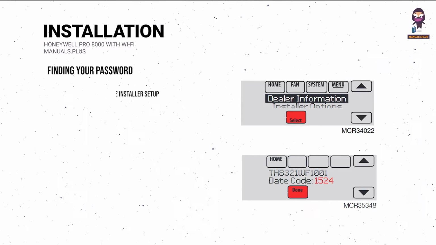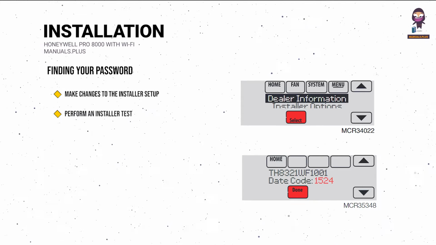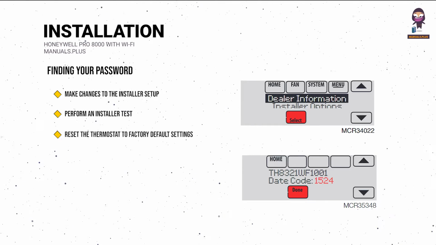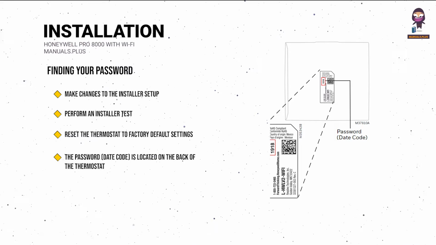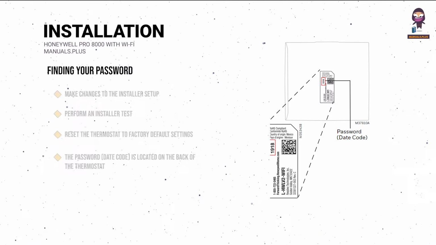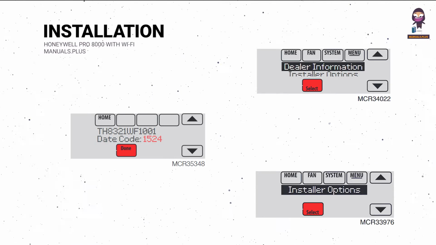Finding your password, make changes to the installer setup. Perform an installer test. Reset the thermostat to factory default settings. The password, date code, is located on the back of the thermostat. It can also be found by following these steps.